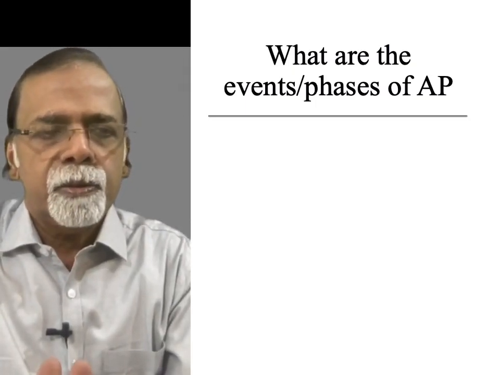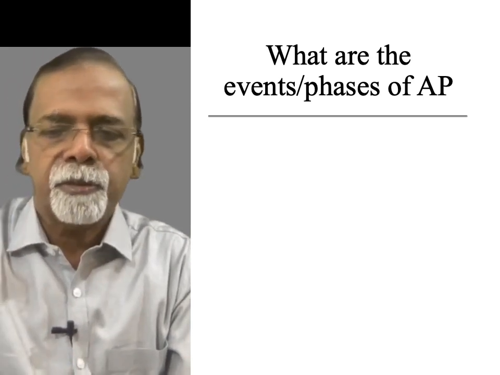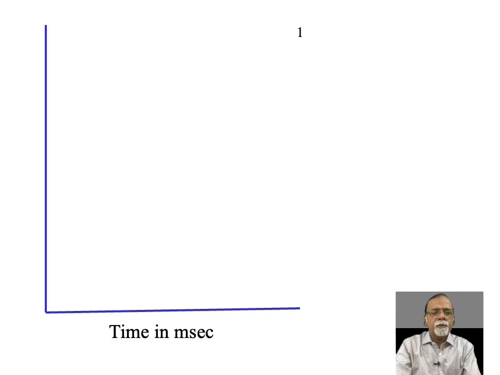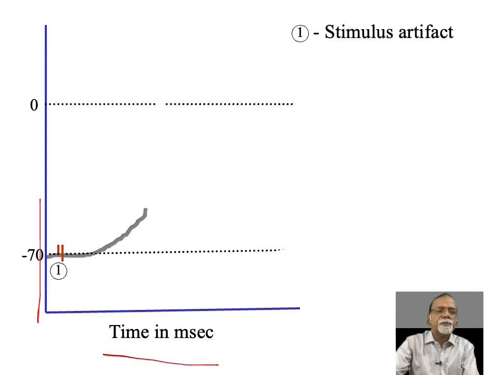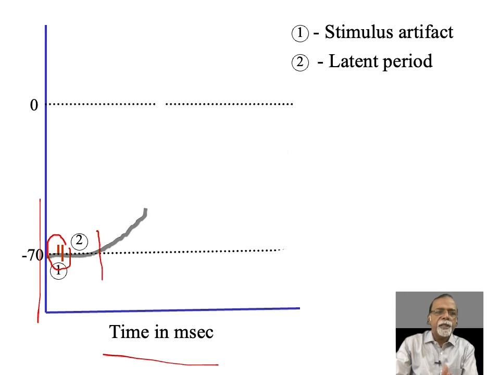Now look at the events or phases of the action potential. The x-axis is time in milliseconds and the y-axis shows the membrane potential. Minus 70 is the resting membrane potential. Here you can see the stimulus is applied, and this part is the stimulus artifact. Then comes a latent period. What is the latent period? It is the time between the stimulus being applied and the beginning of the change in potential.